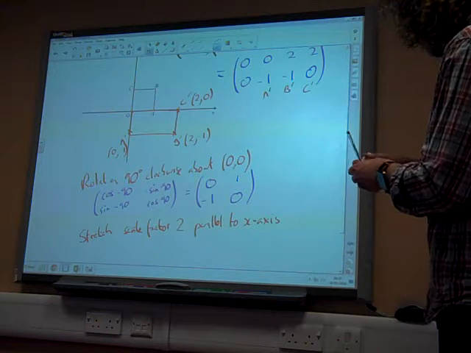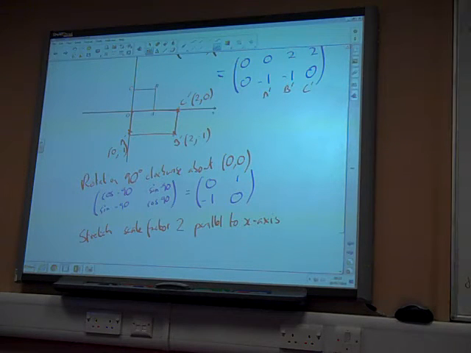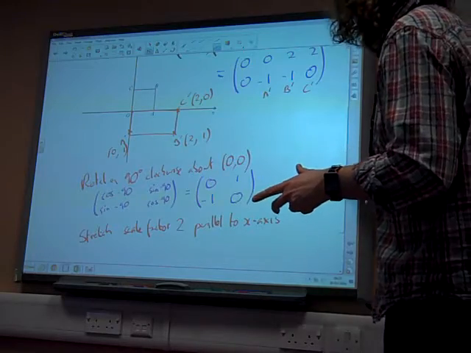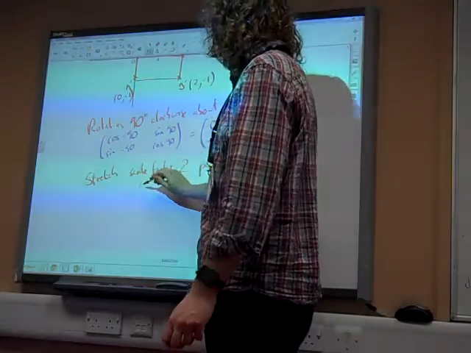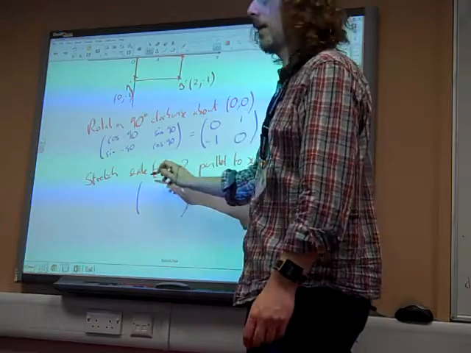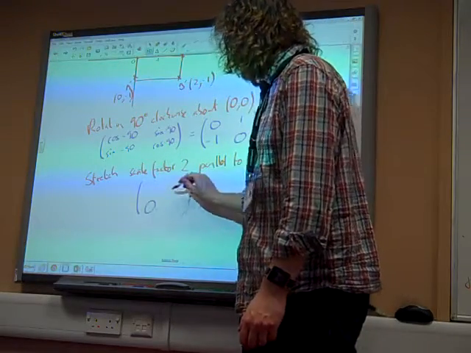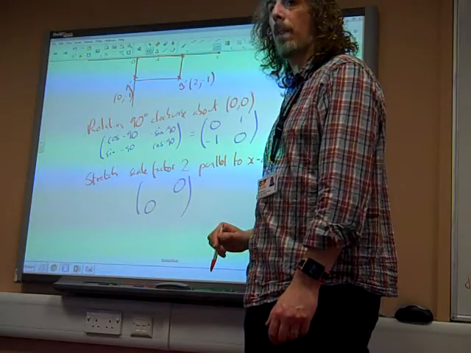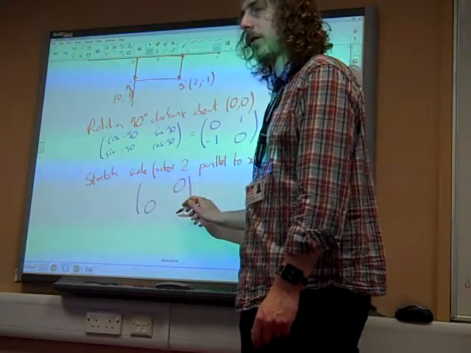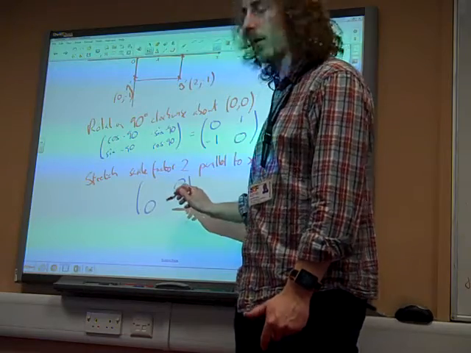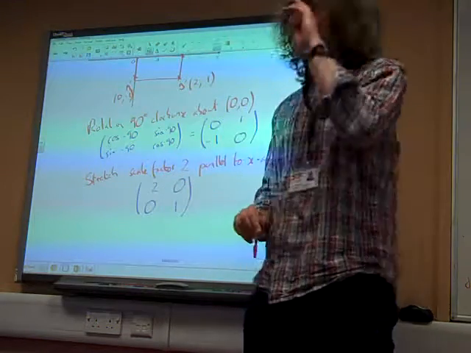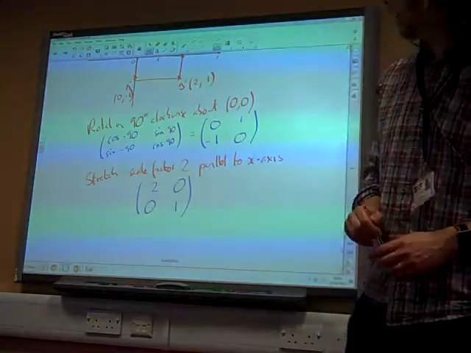And then we've got a stretch scale factor 2 parallel to the x-axis. This is maybe one that we should have learnt. For an enlargement, you would take the identity matrix and multiply the diagonals by the scale factor. So we know that the zeros stay as 0. If it had been an enlargement, both of them would have increased, but because it's parallel to the x-axis, we're only going to increase that one. So that's the matrix that we have.